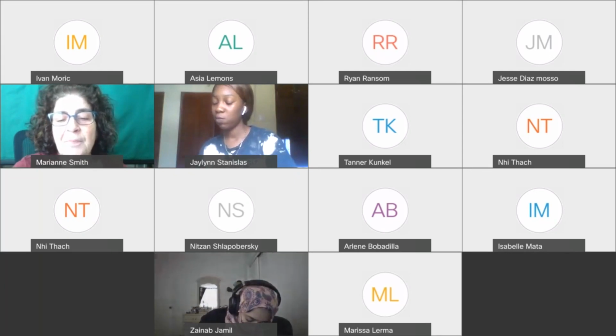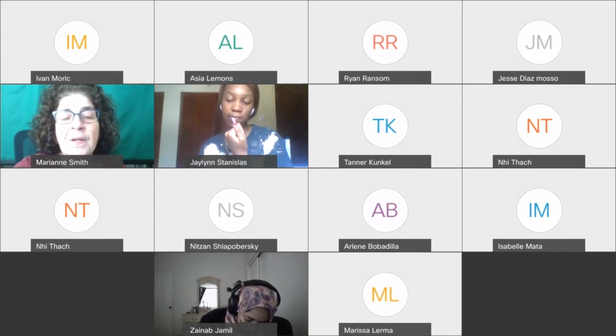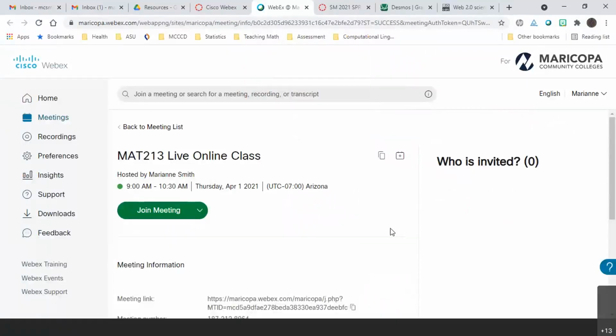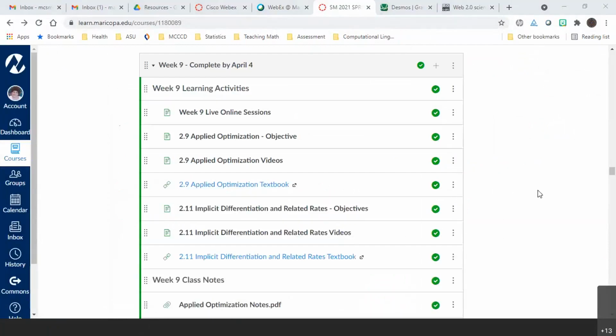Okay, so let's get started. I'm going to share my browser with you and show you where we are in the course. You can see we're in week 9 still, and I am looking at 2.11, which is implicit differentiation and related rates. Related rates are application problems that use implicit differentiation in order to solve the problem. So they're not two different things. You could think of implicit differentiation as the calculus skill that we're going to learn, and related rates is how you apply that skill to a real problem.